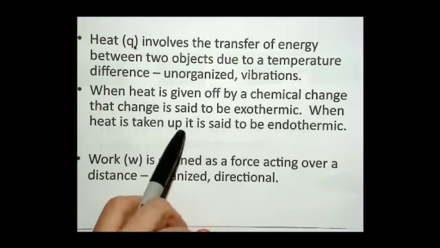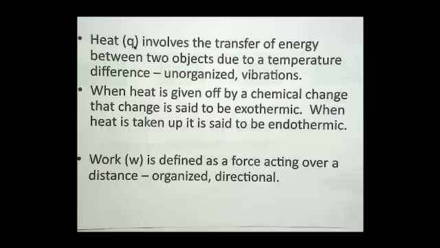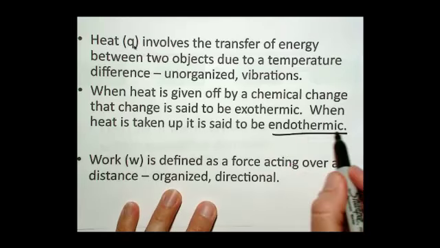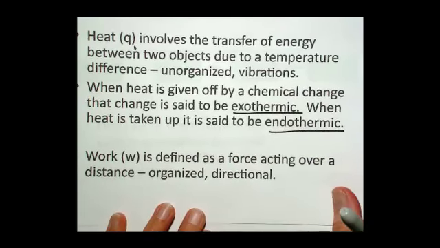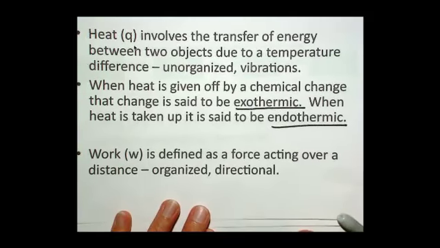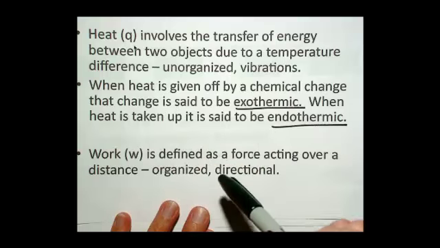And then heat is given off by a chemical change, and that change is said to be exothermic. So anytime we have a chemical change and heat is given off, we call that chemical change exothermic. And then the opposite, if heat is taken up upon a chemical change, that change is said to be endothermic. So we have directional changes, whether heat is given off or taken up across a chemical change. Okay, so that's one way that energy is transferred, in the form of heat.